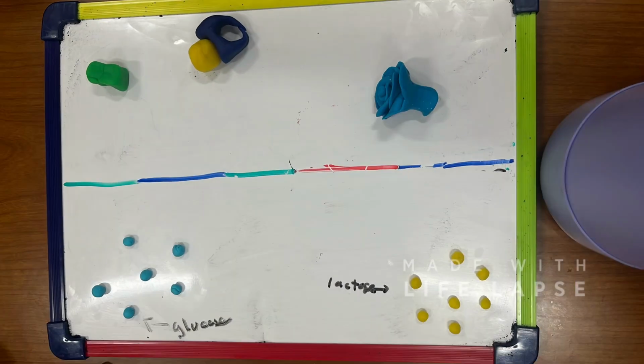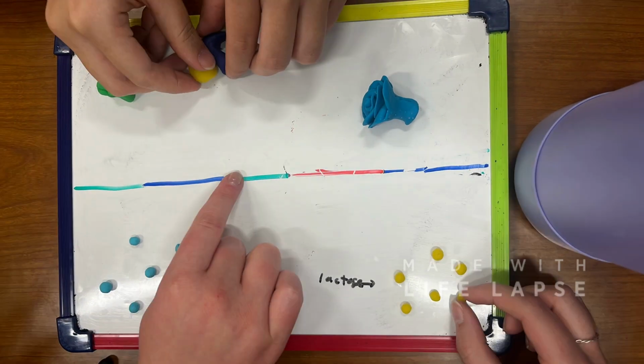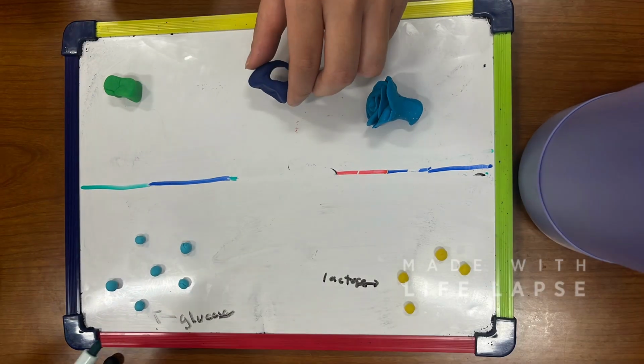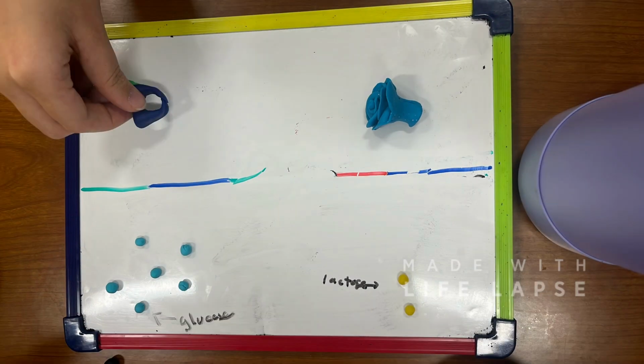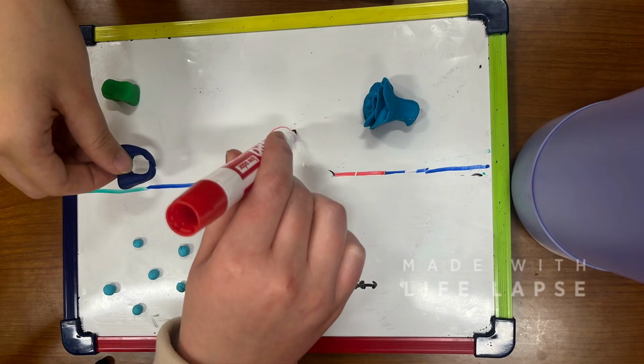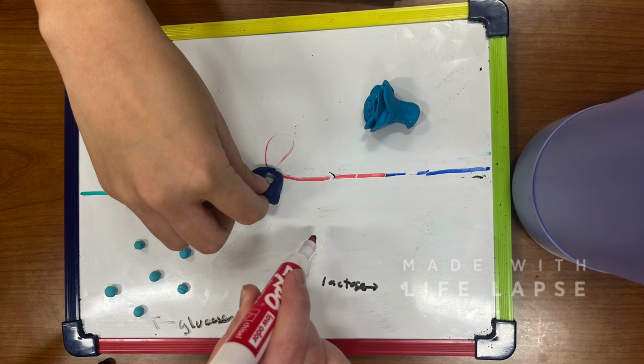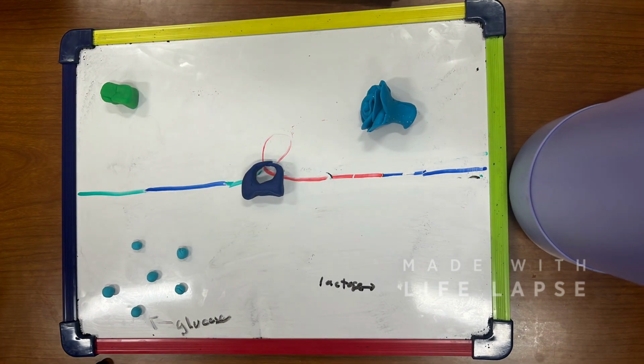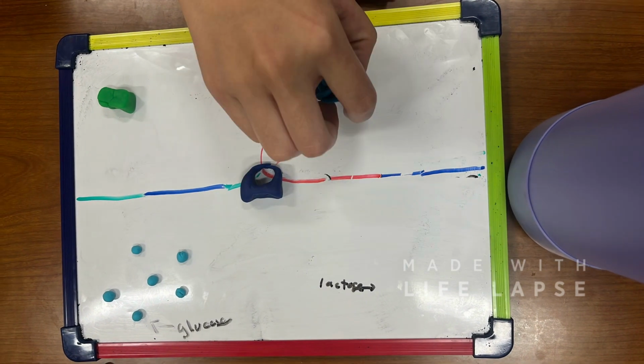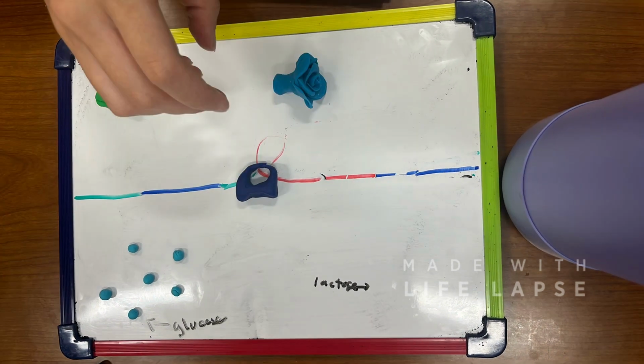In an environment where there are high levels of glucose and low levels of lactose, there isn't cyclic AMP, and so the CRP doesn't bind. Because there are low levels of lactose as well, the repressor does bind and also inhibits transcription. Here we show that the RNA polymerase cannot transcribe.